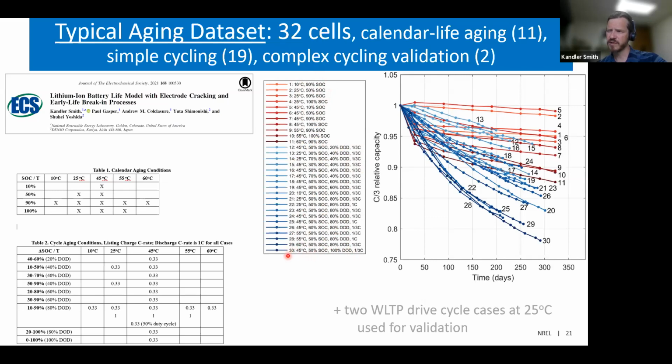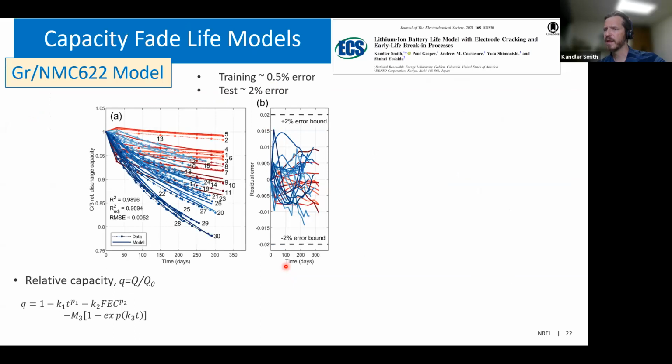Sometimes we get away with as few as 15 cells. It's always nice to have more data. This particular data set doesn't have cell-to-cell replicates. That's another nice thing to include, which needs some further work, but at least this gives you an idea of what a typical test matrix would look like that accelerates most of the mechanisms that would be of interest. And so from this, we fit a model which had less than 0.5% error on the training data sets, and then for unfit conditions, it was about 2% error.